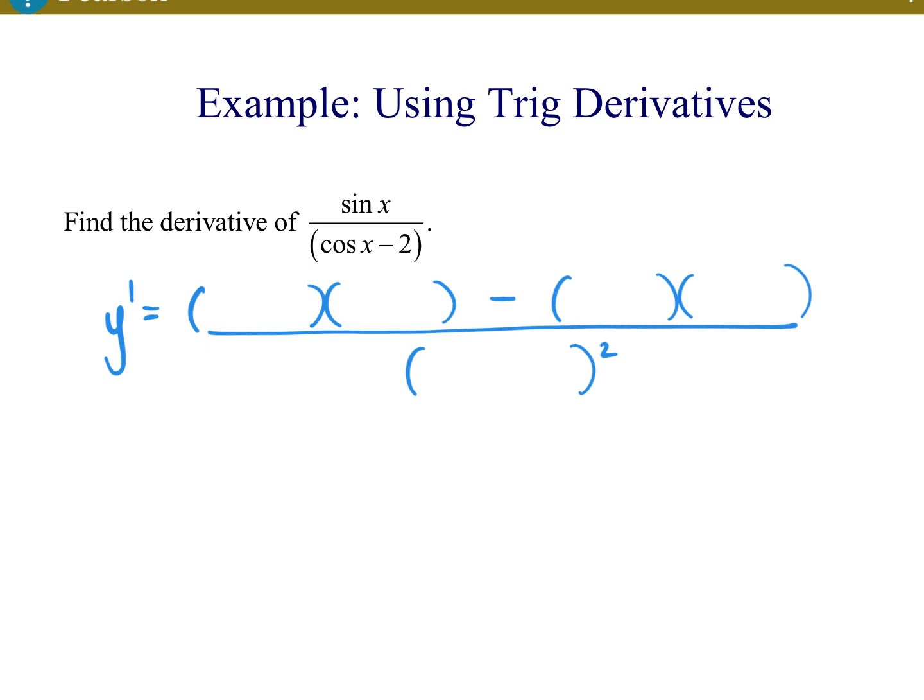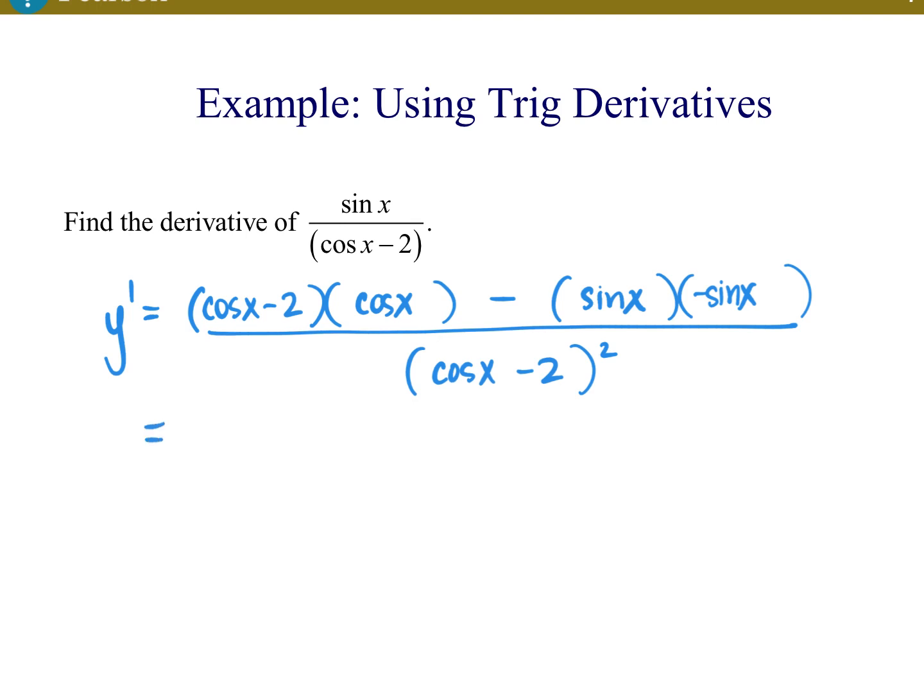Okay, so what goes first? Cosine x minus 2. And what goes second? We're looking for the derivative of the top, and the derivative of the top is cosine x. Minus sine of x, and then times the derivative of the bottom. Negative sine of x. Is it minus 2? What's the derivative of minus 2? 0. And then the denominator is going to be cosine of x minus 2, squared.